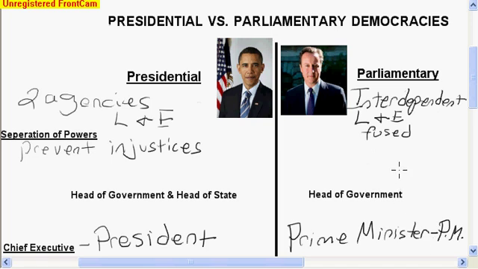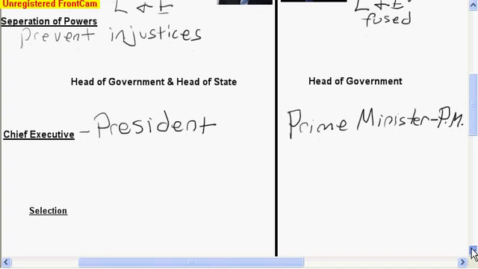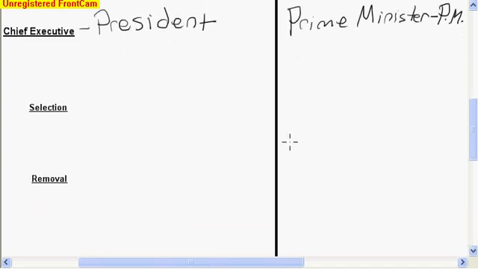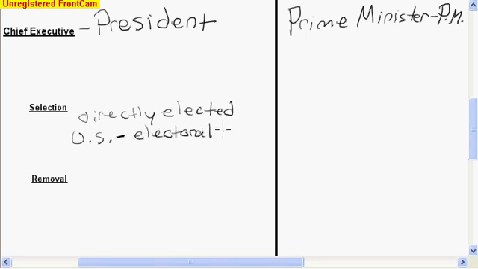Now, their head of state is actually going to be whoever sits at the head of the monarchy, and that'll be explained in a later video. So moving down, when we talk about the chief executive, we need to explain the main difference between the two sides. So let's start with the presidential. In terms of the selection, the president is directly elected. In the US, they are elected by the Electoral College. This is unique to the United States.